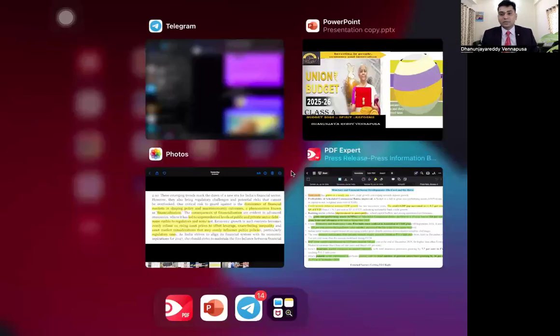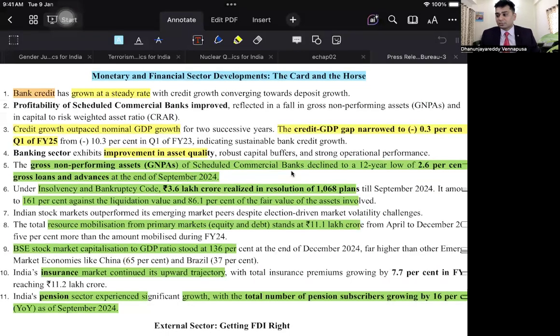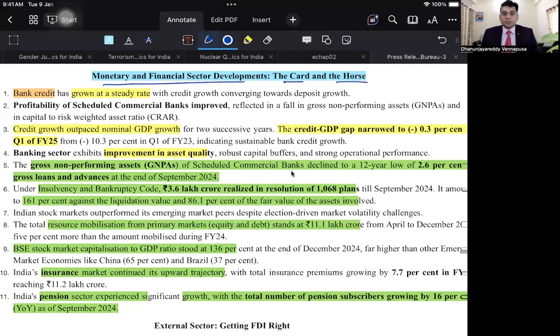So, for a quick recap of this chapter on monetary and financial sector development, the cart and the horse. What they said is that bank credit has grown steadily in the country. The profitability of scheduled commercial banks has increased, resulting in a reduction of gross NPAs and net NPAs and an increase in CRAR. Credit to nominal GDP in the country has been growing. This is a major achievement. The banking sector exhibited improvements in asset quality, so even in asset quality the banking sector is showing good improvement.